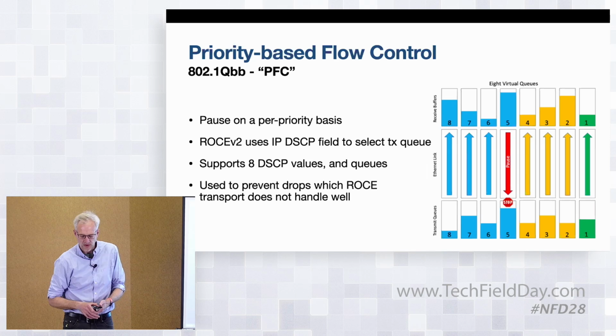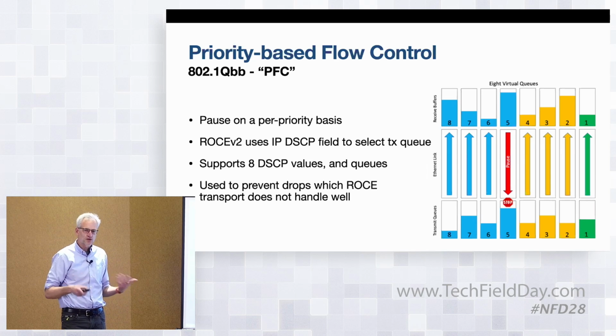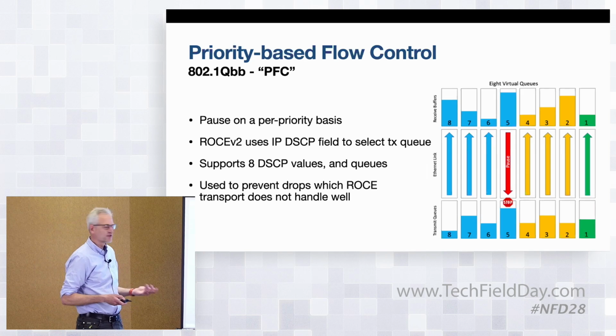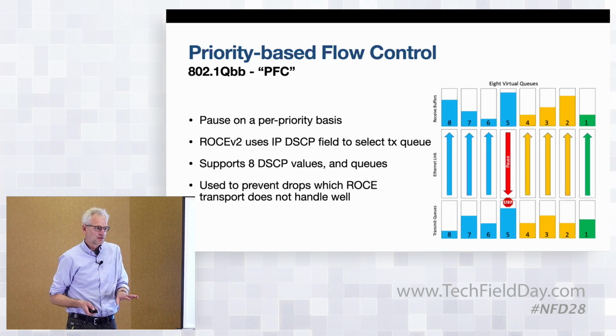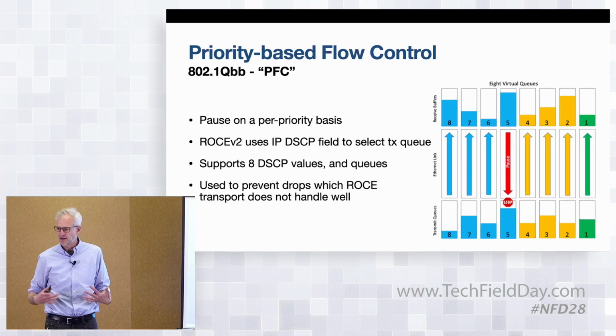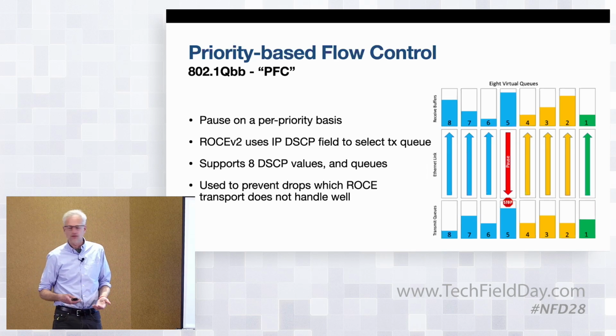But it's queue-based pause. ROCE works in conjunction with the DSCP to select the transmit queue. There are 8 queues, and we use it to prevent drops because ROCE does not do well with drops. The transport protocol came out of this InfiniBand heritage, where the idea was that this was a lossless transport, and it doesn't handle drops particularly gracefully.